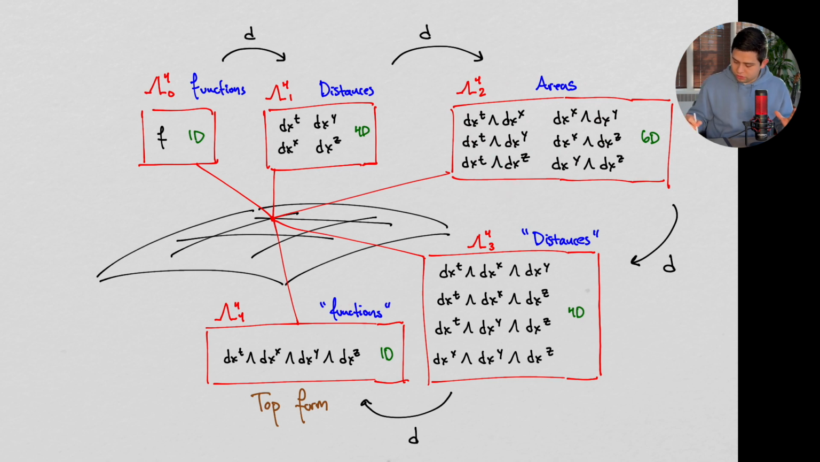Then I have these quotes, right? Distances and functions. We can maybe think of them as pseudo distances or pseudo functions right now. The reason I'm calling them that is because in the last video we were able to show that these guys were Hodge duals of each other, these guys were Hodge duals of each other, and this guy is a Hodge dual of itself.